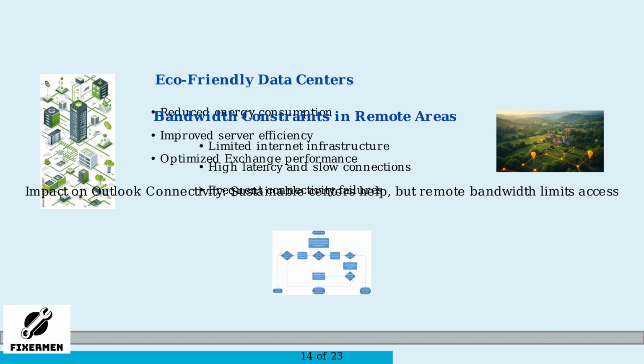Limited internet infrastructure often results in high latency, slow data transfer speeds, and frequent disconnections. These issues can prevent Outlook from maintaining stable connections to Exchange servers, causing emails to fail to send or receive, and leading to frustrating user experiences.